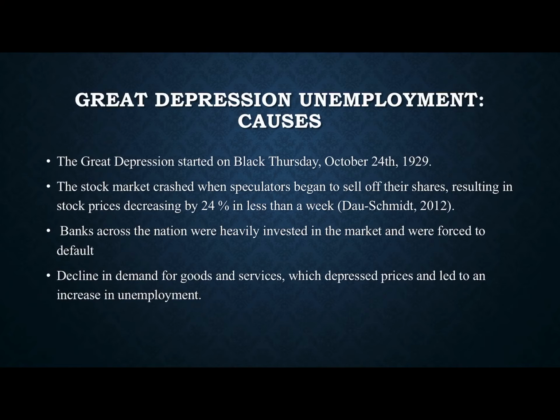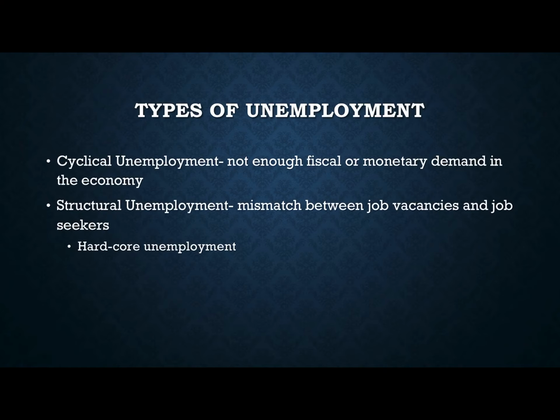The defaults caused banks to recall loans and limit credit, which caused a contraction in the money supply. This, in turn, caused a decline in demand for goods and services, which depressed prices and led to an increase in unemployment. Now, unemployment in the 1930s is widely explained through a macroeconomic phenomenon called cyclical or deficient demand unemployment.